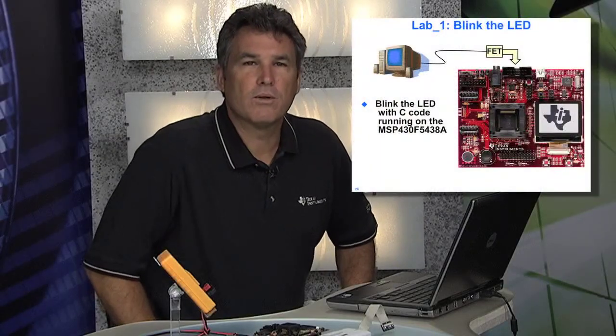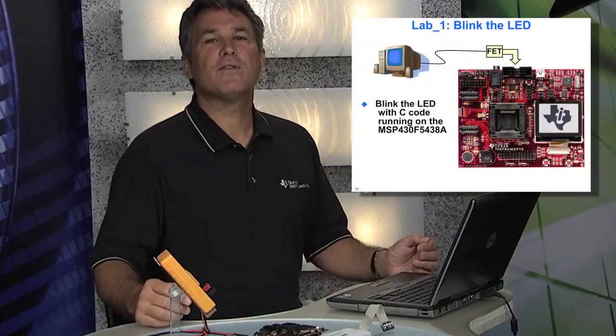Lab 1 will get us started with the software and hardware needed for the rest of the labs in the workshop. We'll get some practice by loading a sample C program to the experimenter's board and blinking the LED. If you're following along in your workbook, steps 1 through 8 show you how to download and install all the tools and software that you're going to need to work on this lab. Let's go ahead and start with step 9.